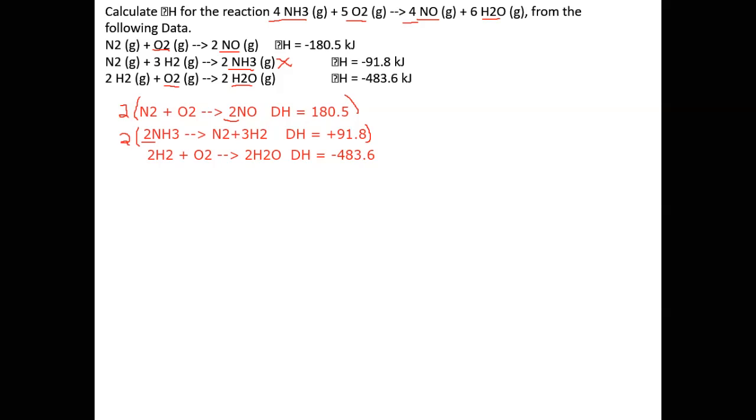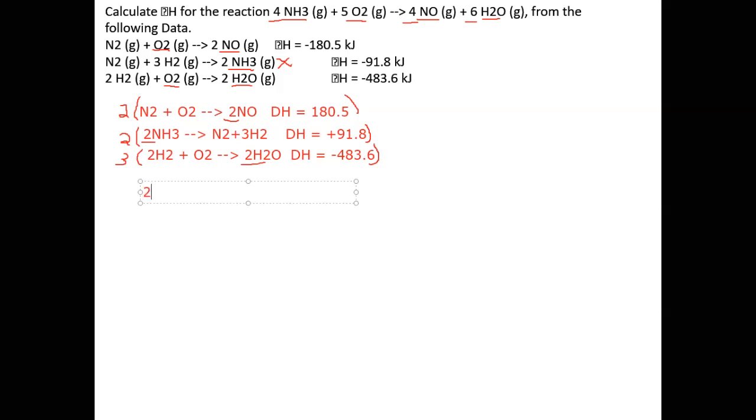Now if we look at H2O, it has a coefficient of 2. In the equation we want, it has a coefficient of 6. In order to turn 2 into 6, we've got to multiply by what? That's correct, 3. So again, the first equation we're going to multiply by 2. Second equation we're going to multiply by 2. And the third equation we're going to multiply by 3.